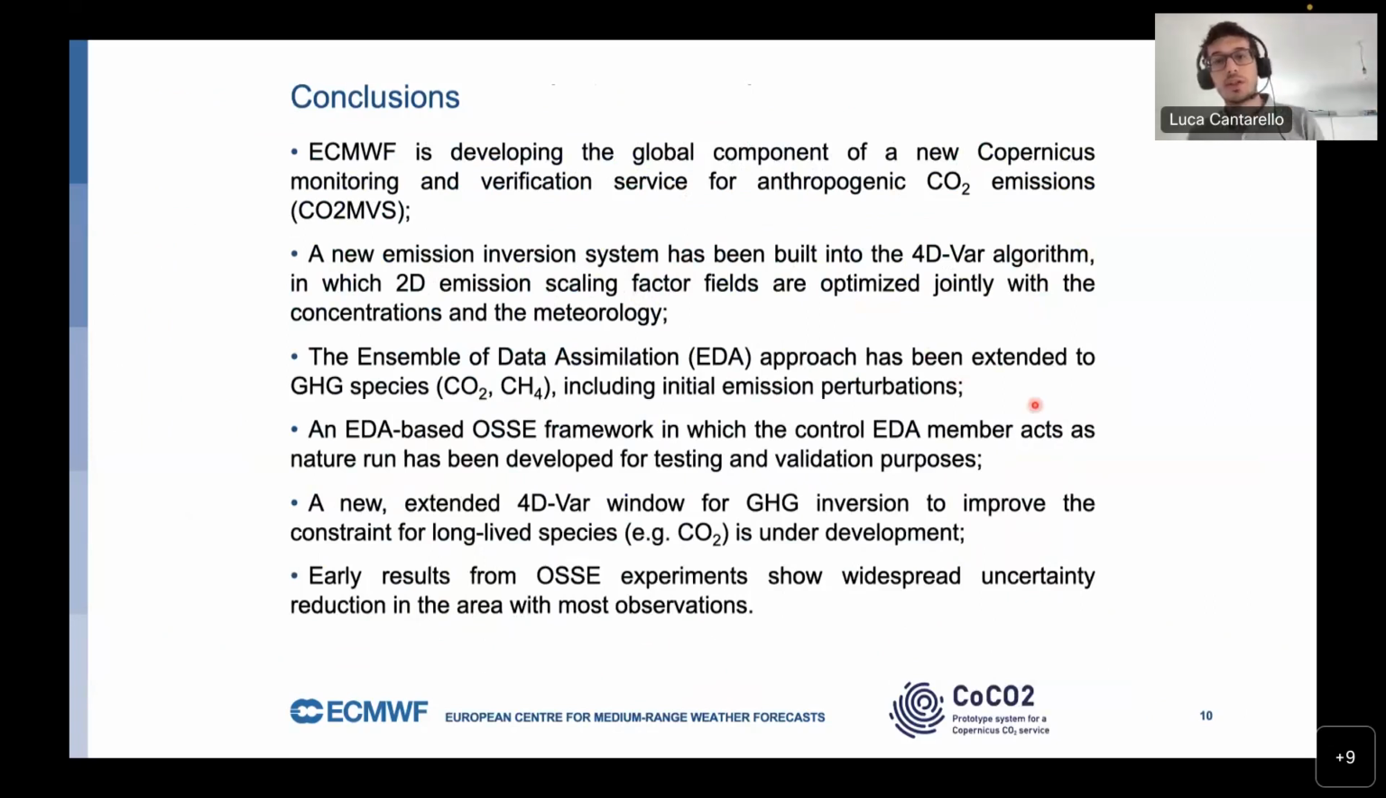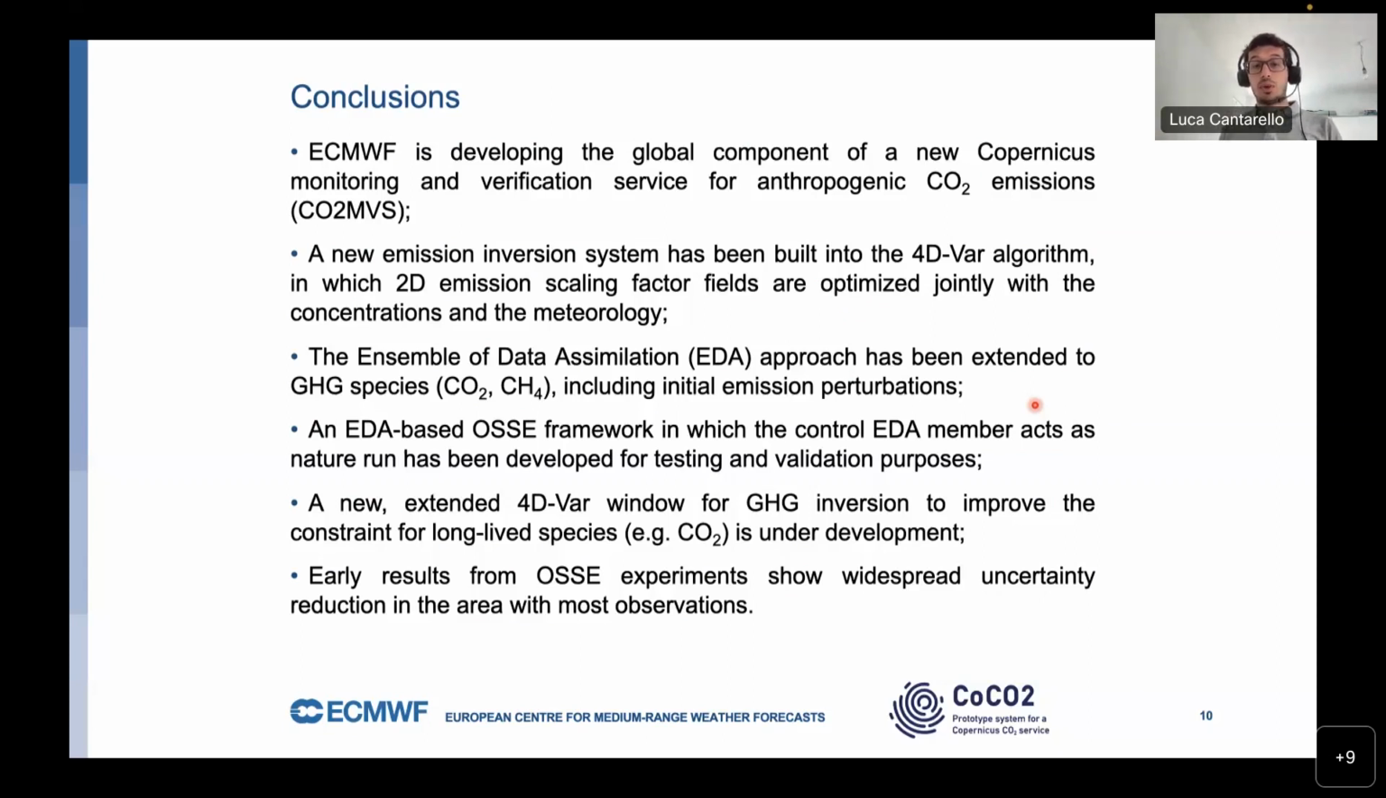So just as a summary of the work we are doing at ECMWF to set up a new emission inversion system. We're developing the global component of this new operational service, which will be under Copernicus and will act as a monitoring and verification service for anthropogenic CO2 emissions. What we have done is expand our 4D-Var algorithm so that two-dimensional emission scaling factor fields can be optimized jointly with the concentration and the meteorology.